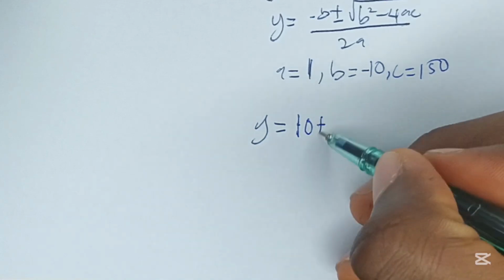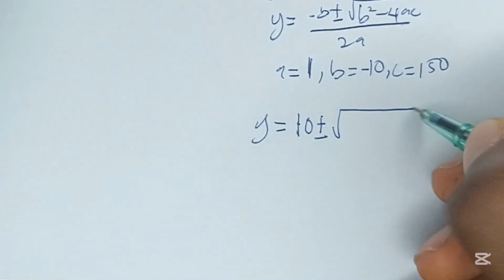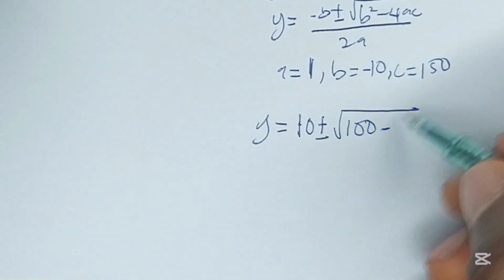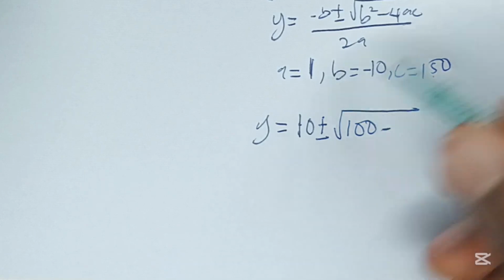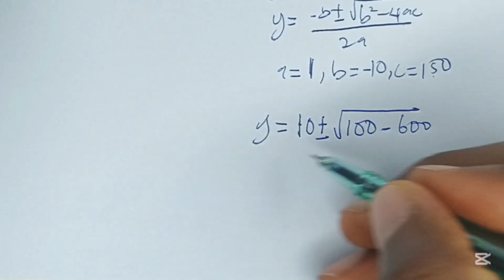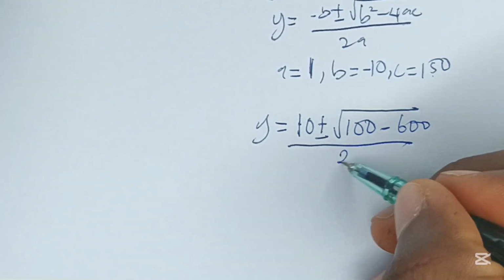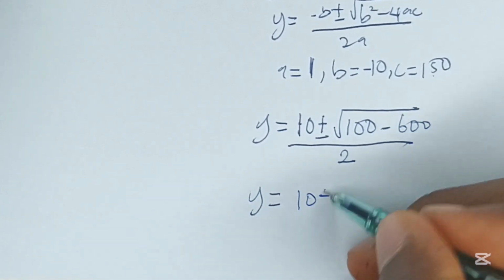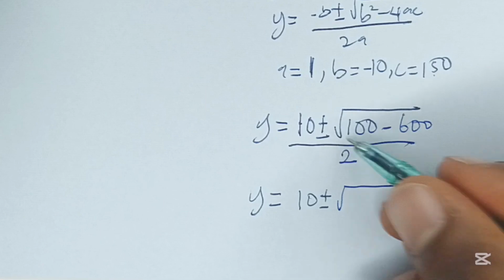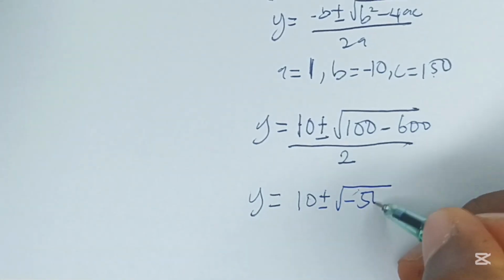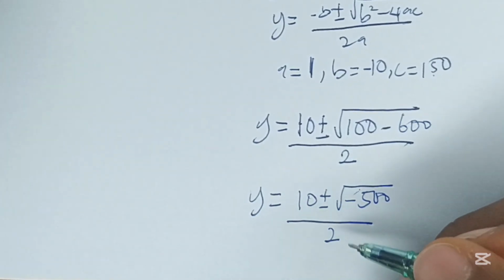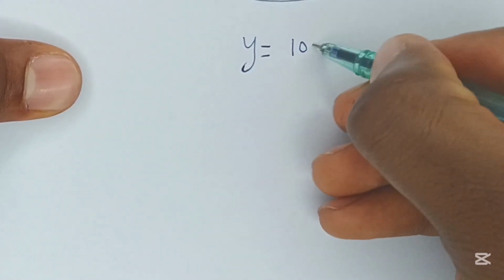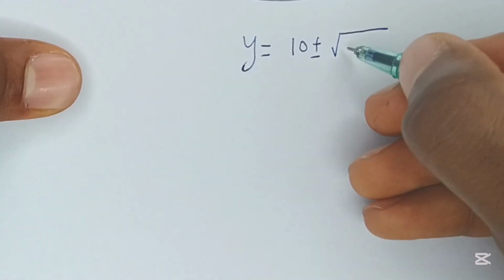So we have 10 plus or minus square root of negative 10 squared, which is 100, minus 4ac, which is 150 times 1. 150 times 4 is 600, all over 2a, which is 2 times 1, which is 2. Hence y will be equal to 10 plus or minus square root of 100 minus 600, which is negative 500, all over 2.